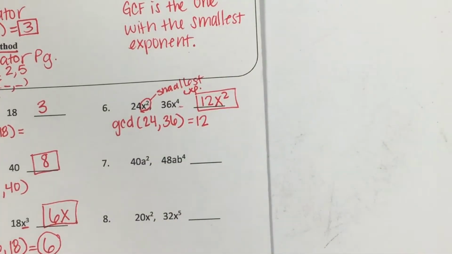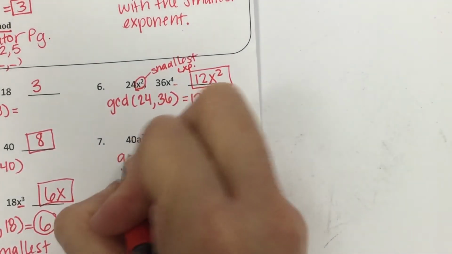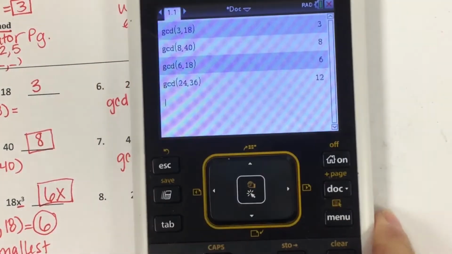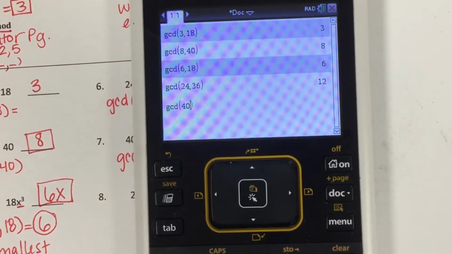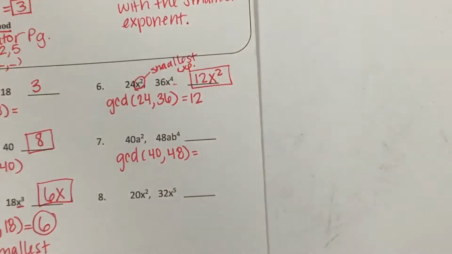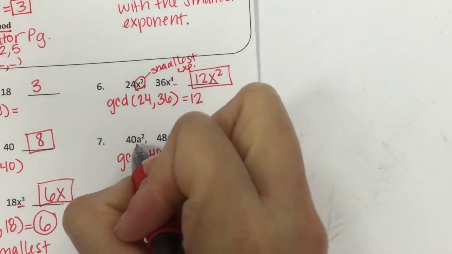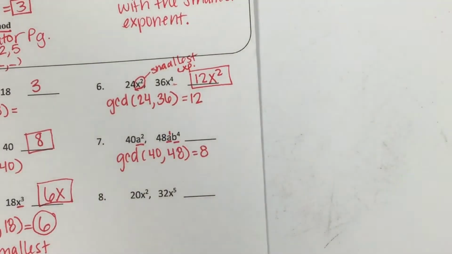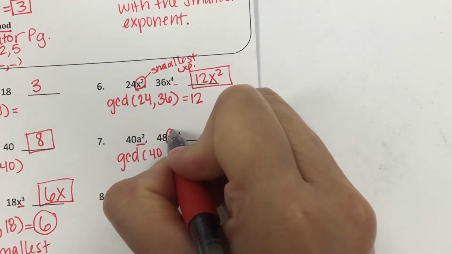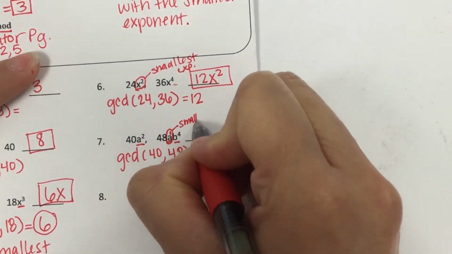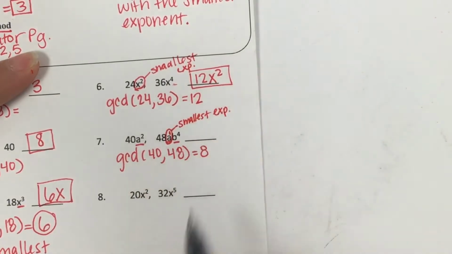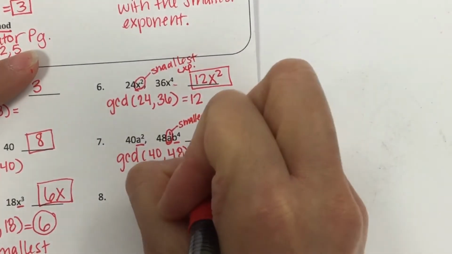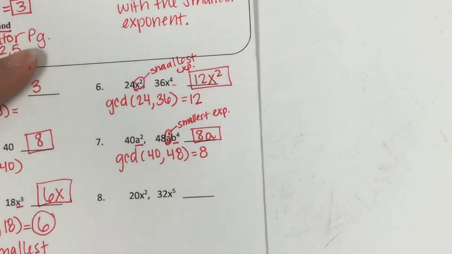Number 7, you're going to find the GCD of 40, 48. So menu 2, 5, 40, 48, 8. So 8 is the largest number that goes into both. A squared, a to the first power, and b to the fourth. So a to the first power is the smallest exponent. And since both of them do not have b, you cannot consider b. So 8a is the GCD.